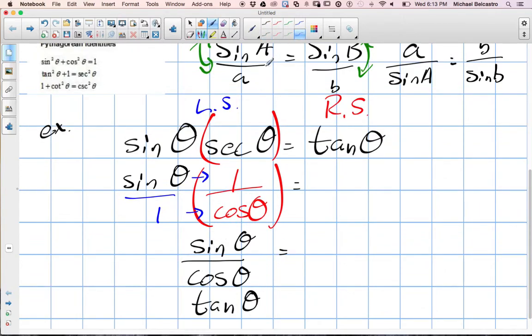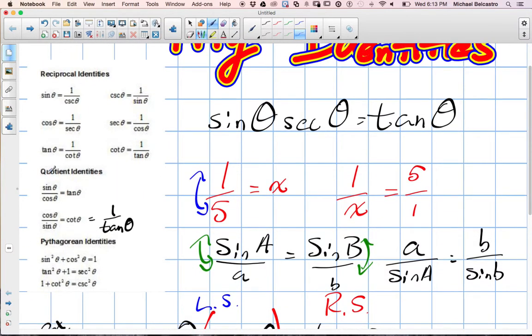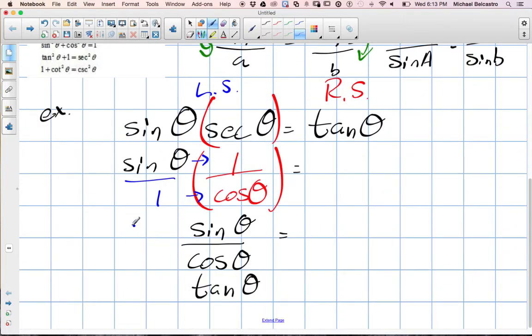Now, if they're very, very specific, they might tell you to reference what rule we used, like the quotient identity. So on the left, you could say I used my quotient identity to go from here to here, but I highly doubt your teacher actually wants you to do that. So that proves that it's equal to tan theta. And that's it. That's a proof of an identity.